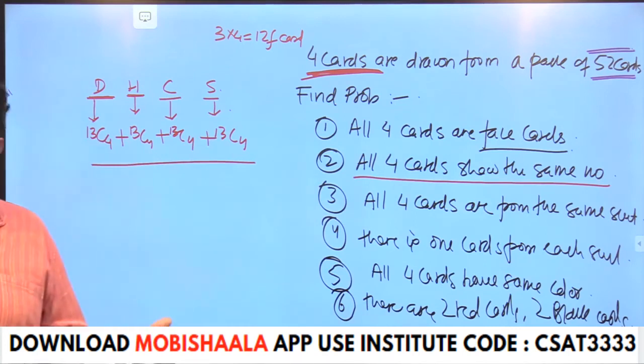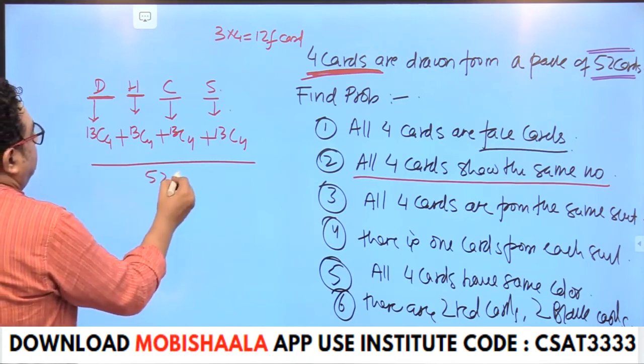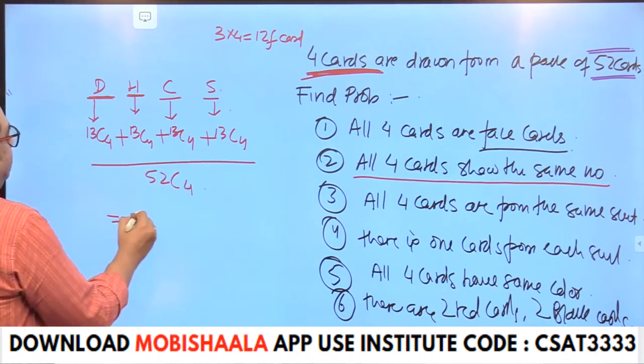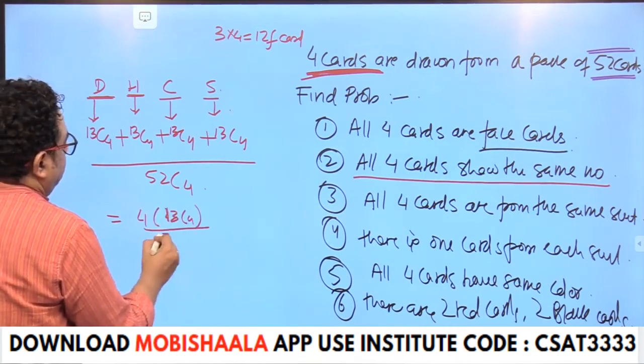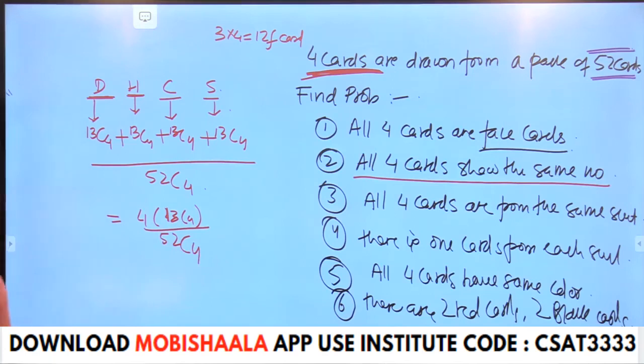All 4 cards, right? Or has come upon 52C4. So it is 4 times 13C4 upon 52C4. See this? So easy. Clear? Then all 4 cards are from same suit, done.